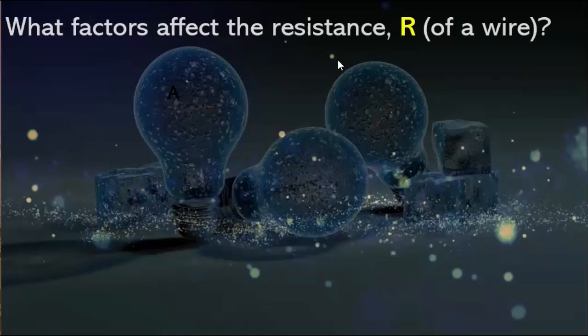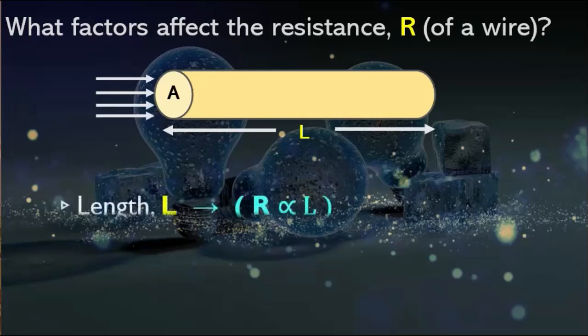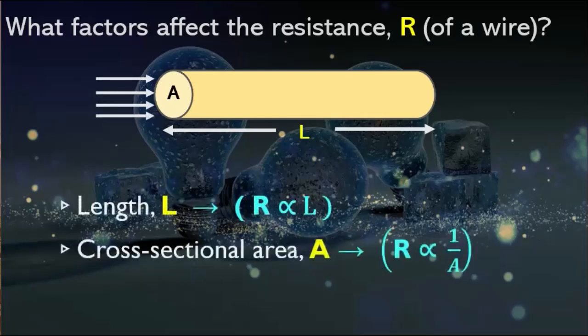Now, what factors affect the resistance of a wire? So, these are the common factors. Length of a wire. The length of the wire is proportional to its resistance. The longer the wire, the higher the resistance. And cross-sectional area, this is the area of the wire, will also affect the resistance of a wire, because it is where the electrons will pass through from this face to the opposite face.